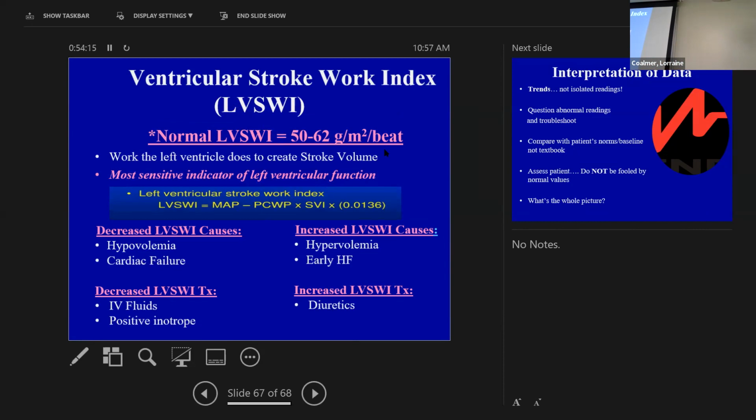It's a sensitive indicator of what the left ventricle is doing, because we need to know that. And it really makes sense. What positive inotrope am I going to give? You guys like that, good. What else? Dobutamine. If I have excess, then I'm going to give.